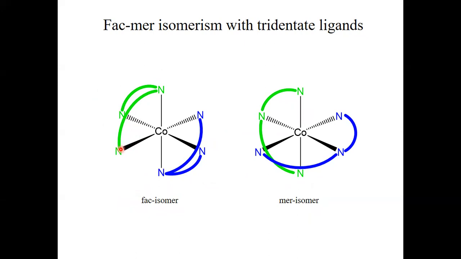on the same face. And these three nitrogen donor atoms of the second diethylene triamine ligands also lie on the same face. Whereas over here, they lie on planes that bisect the molecule. So these three nitrogens lie here on this plane, and these three nitrogens lie on a plane that is perpendicular to the other plane. Okay, so Fac-Mur isomerism is often observed with tridentate ligands.